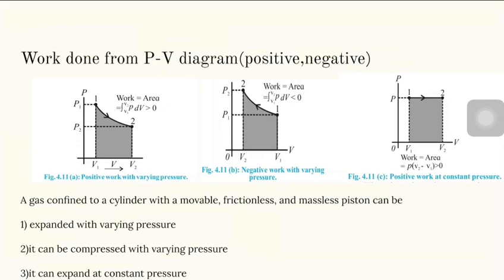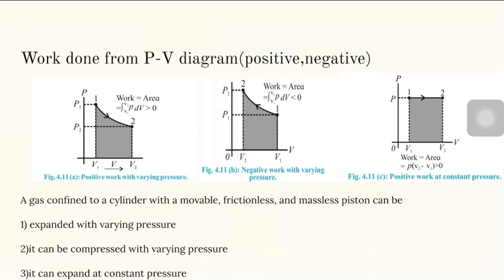As you can see here, when volume expands, work will be positive. In the first graph, V1 is smaller than V2 and the process goes from 1 to 2. So here volume is increasing, therefore work will be positive.